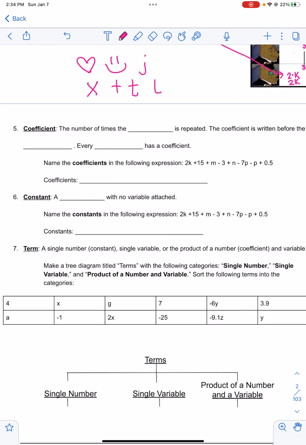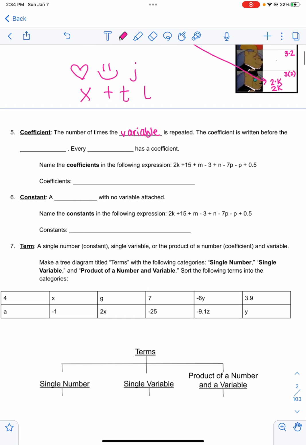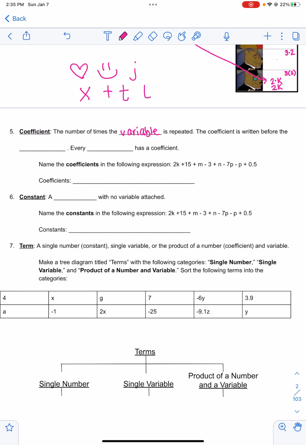All right, coefficient. So remember, we're back to seeing if you could read my mind now. A coefficient is the number of times the variable is repeated. The coefficient is written before the variable. If I'm going too fast, feel free to pause. Every variable has a coefficient. Did you guess that all three of those would be the same? That's a hard one. So a coefficient is the number that's in front of the variable.